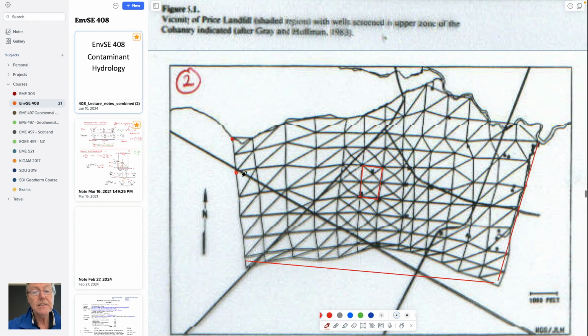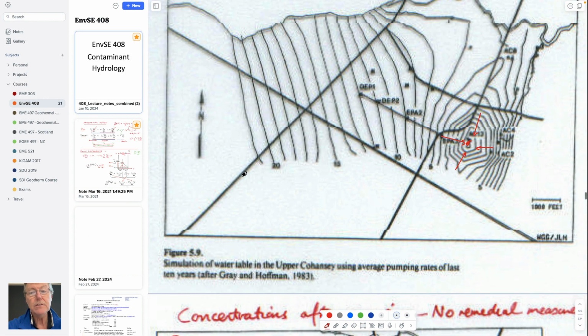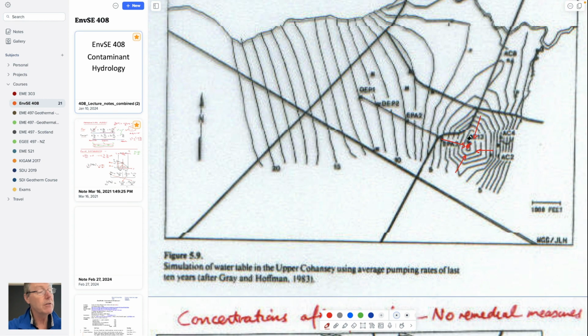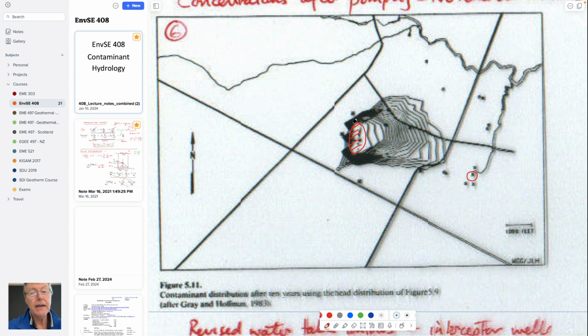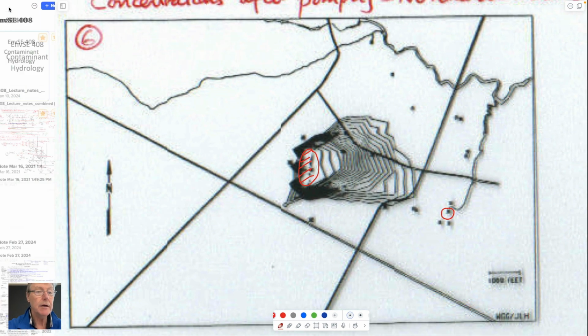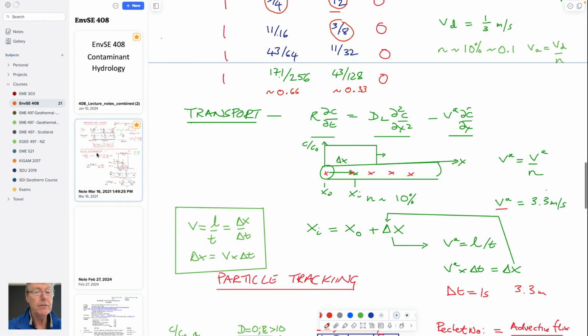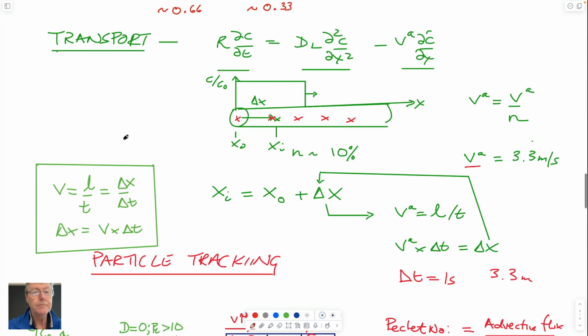What that doesn't tell us anything about is this: it would allow us to simulate how the drawdown looked, but it wouldn't allow us to say anything about how the plume would evolve in the system. So we have to overprint the transport equation on top of that and solve that. And the easiest way of doing that, which is how many codes do it, is by a method called particle tracking, for obvious reasons.